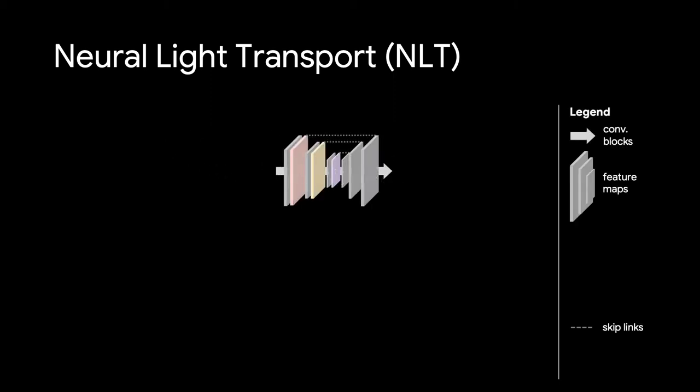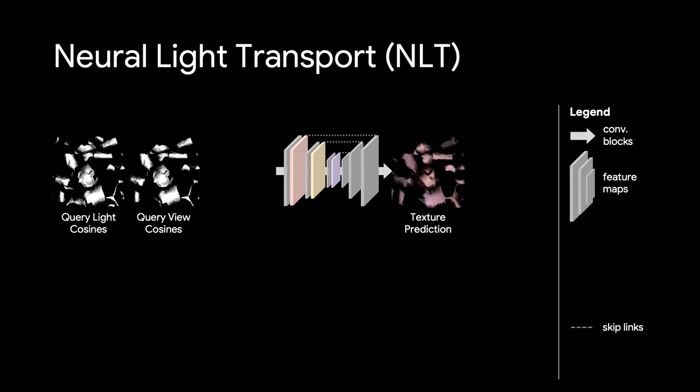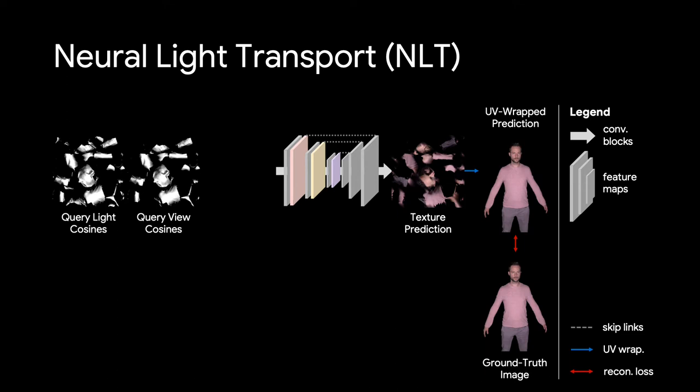We approximate the light transport function with convolutional neural networks. We embed the function into the UV space, computed from a geometry proxy. Using the UV space is key to handling viewpoint changes. We provide light and viewing directions in the form of cosines with the normals, and ask the network to predict the RGB values for each texel. The predicted texture map then gets resampled back to that camera's perspective, and then compared against the ground truth image.